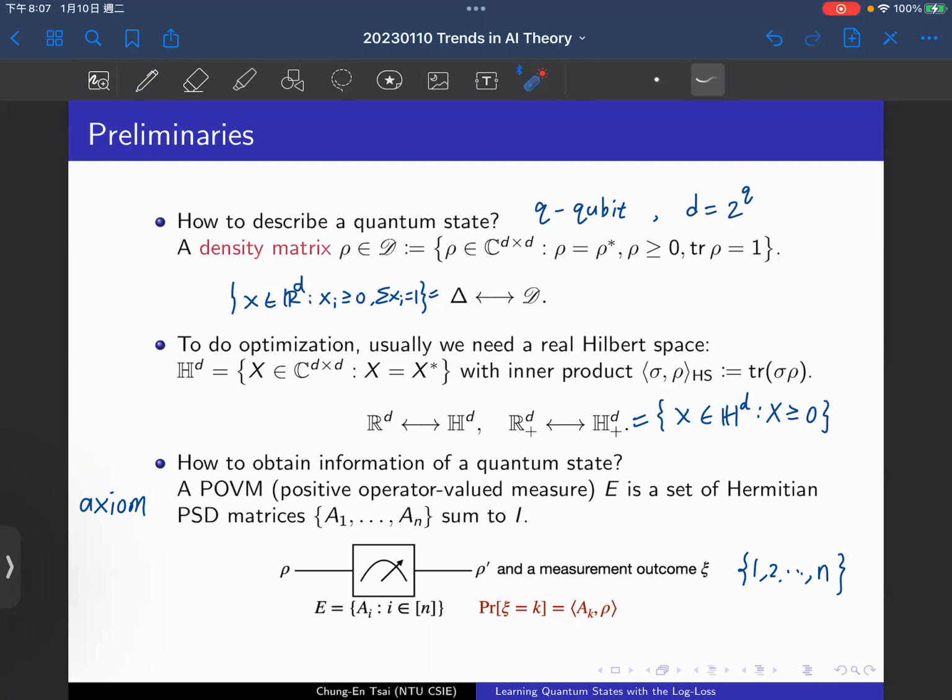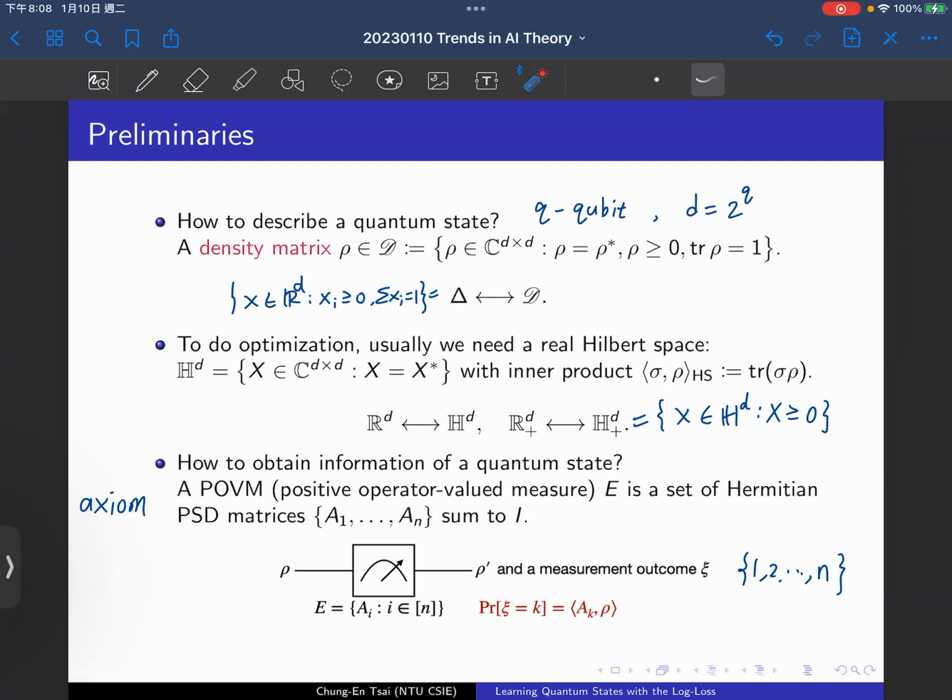I'm wondering, here you define the inner product as the trace of the product of sigma and rho, right? Yes. But I'm just wondering, because for an inner product we are required to satisfy the conjugate symmetric property. So in that case, is the inner product still defined as the trace of sigma times rho, or something like sigma times the rho formulation?